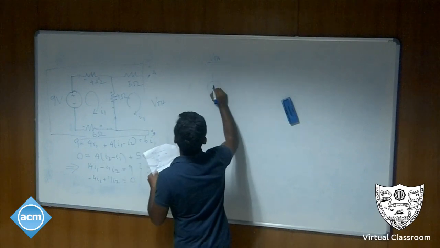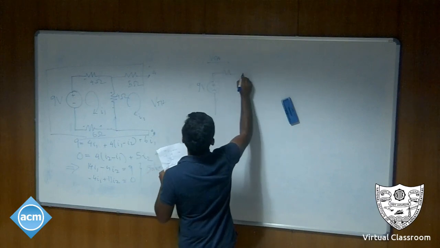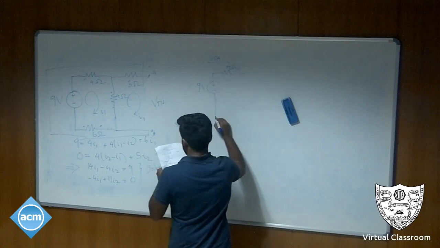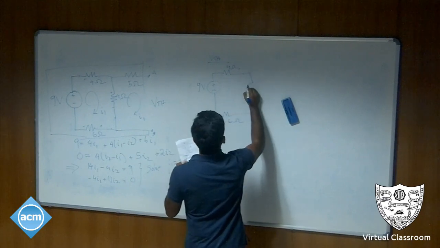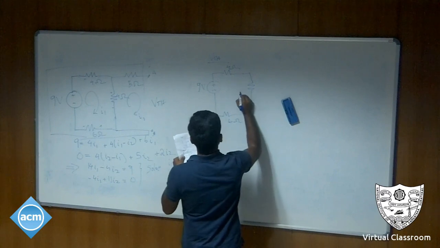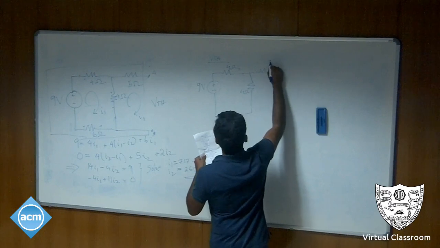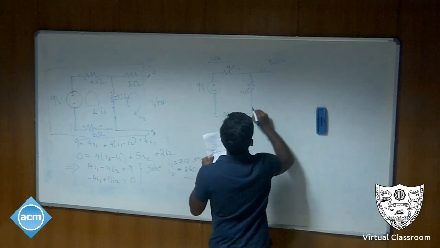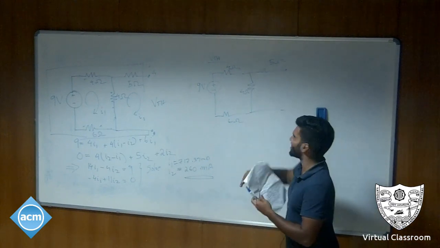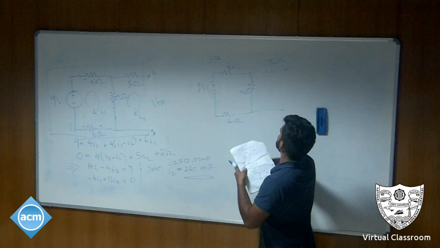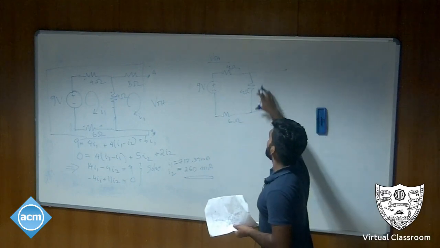So I'll draw the circuit again over here. You have 9 volts. You have 4 ohms, 6 ohms, 4 ohms, and you have 5 ohms. This is just a hanging resistor over here. It really doesn't matter very much, so we can ignore that. All you need is to find out the voltage across this.